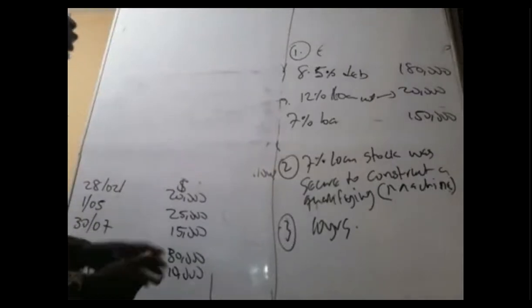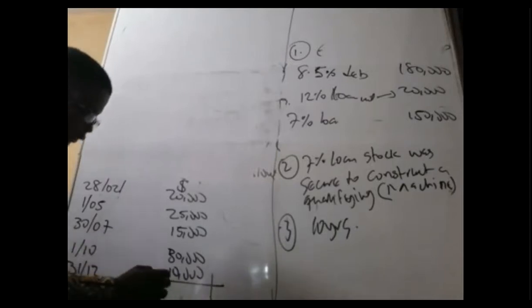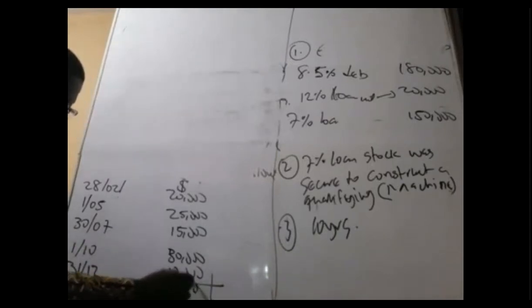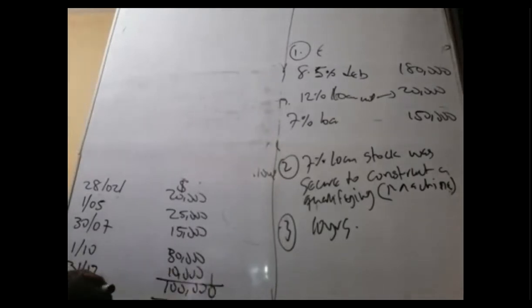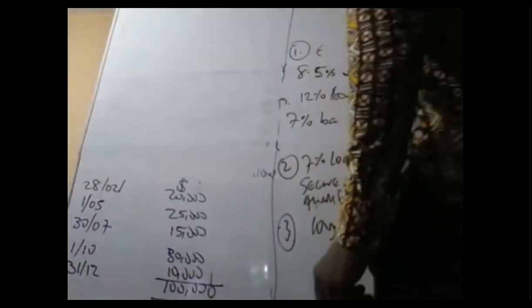Now, sum up all the expenditure. You get 100,000, right? Please do not argue that if it is 100,000, then I can decide otherwise, or that this one is 200,000.